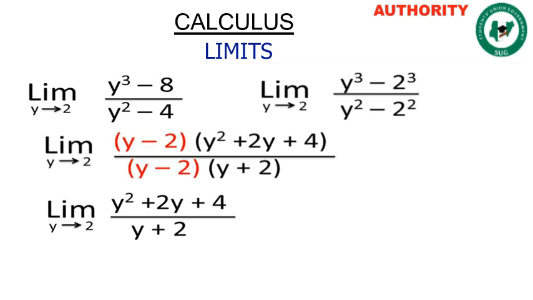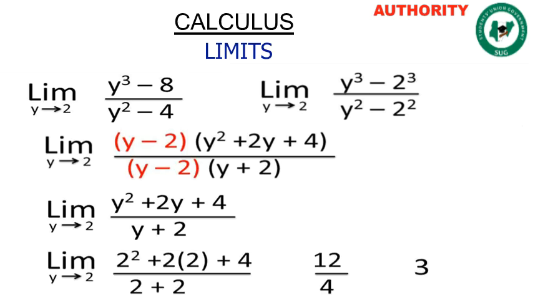In doing so, we are going to have 2 squared plus 2 of 2 plus 4, all over 2 plus 2. 2 squared is 4. 2 times 2 is 4, plus 4. It will give us 12. Then all over 2 plus 2 is 4. That means we're having 12 divided by 4 is equal to 3.